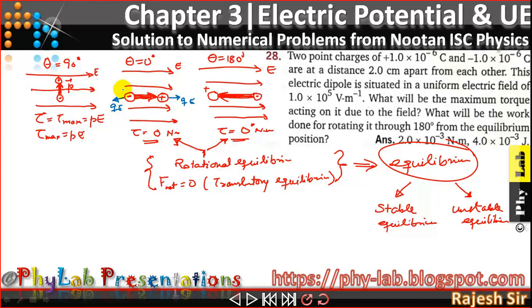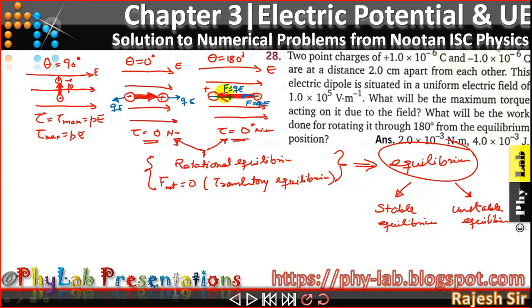Hence both the forces will cancel out each other. Similarly over here also, this is a positive charge, so the force will be directed in the direction of electric field. So here the force will be directed in the direction of electric field, that's the direction of the force, F is equal to QE. And here the force will be directed opposite to the direction of electric field, like this, so the force will be QE.